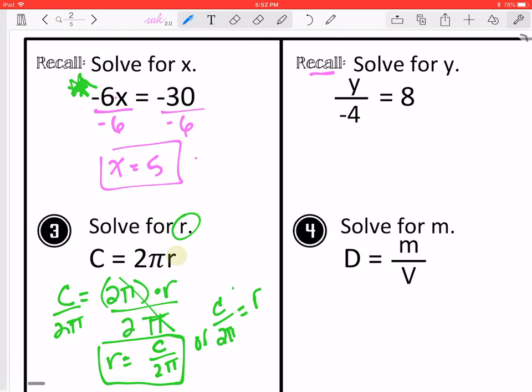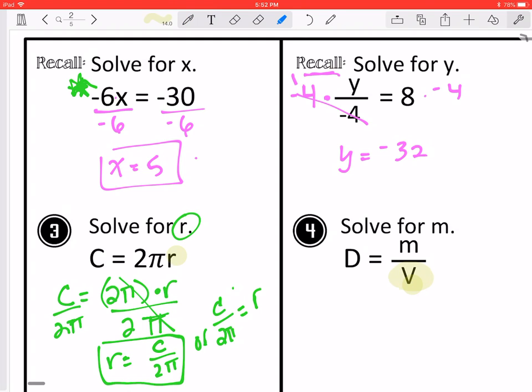Now, problem number 4. Let's talk about the recall. Okay? In order for us to solve for y, I'm going to multiply both sides by the denominator in our fraction. So I'm going to multiply by -4. So that's going to give me y is equal to, that becomes 1. Y is equal to -32.